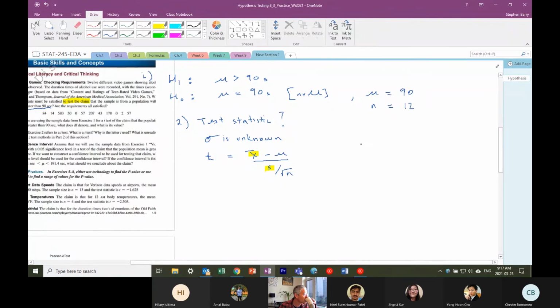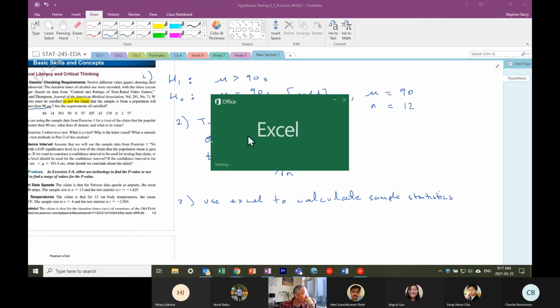So again, let's use Excel. Let's call that step 3, to calculate our statistics that we're going to use. So if you write that down on your test, I'm going to be like, perfect. Then you're going to attach some sort of spreadsheet where you've entered the data.